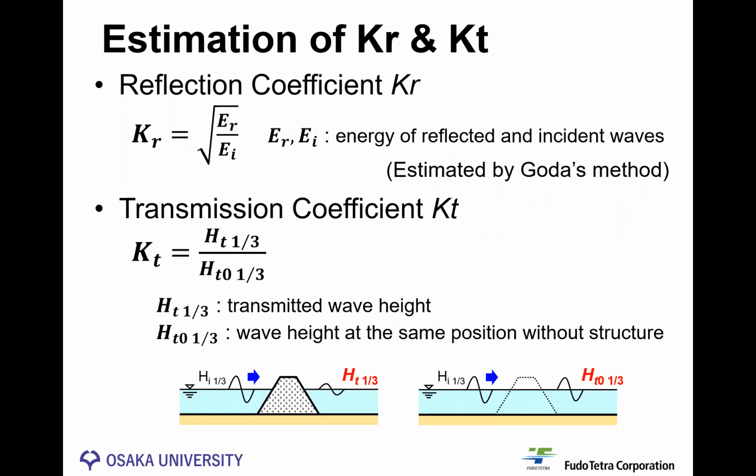We estimated the reflection coefficient Kr using Goda's method as the square root of the ratio of the reflected wave energy to the incident wave energy. We estimated the transmission coefficient Kt as the ratio of the significant wave height behind the rubber mound structure to the significant wave height measured at the same position without the rubber mound structure.